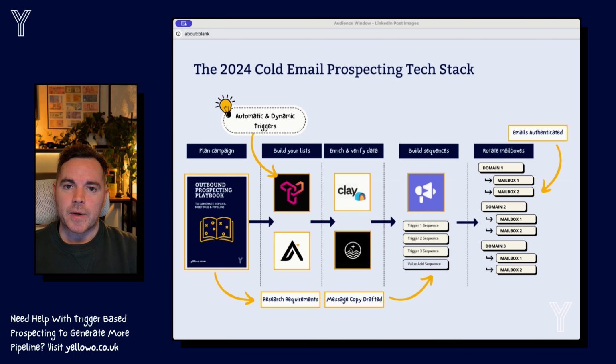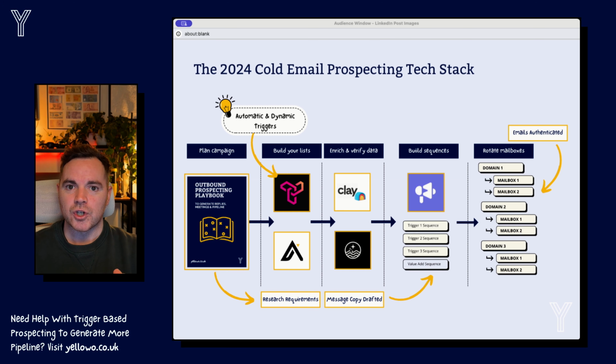When you're thinking about your message copy, you don't want to be sending the same message to a list of 1,000 prospects. You want to be sending a smaller number of campaigns to a small number of prospects. In the example on the screen here, I've got the trigger 1 sequence, trigger 2, trigger 3. So these triggers might be they've recently hired in their sales team. It could be that there's an office relocation. It could be that they've raised a round of funding. There are 60, 70 different triggers that you can actually use for this prospecting.